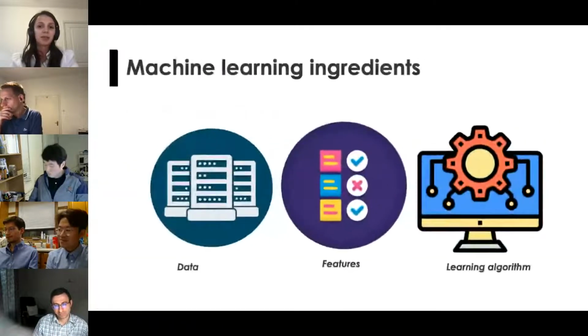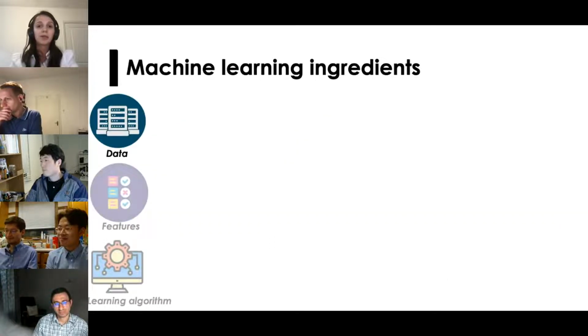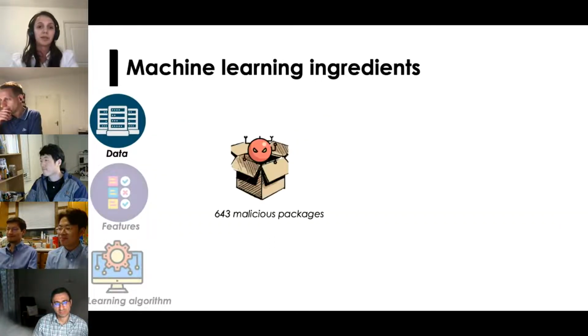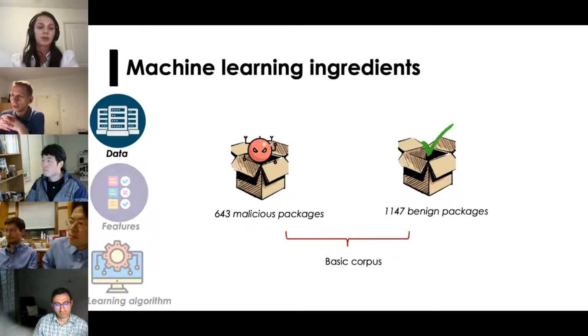A machine learning-based solution necessitates data, features, and a learning algorithm. NPM helped us with our data, giving us a data set of malicious and benign packages, which we refer to as our basic corpus. And even though in this data set, the malicious packages are oversampled, because we wanted to detect these types of packages, this was okay for our initial purposes.